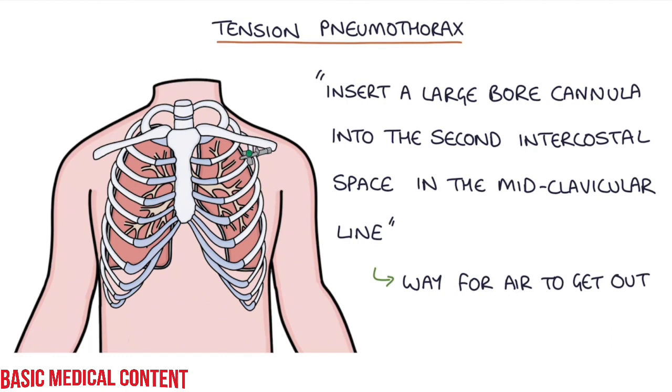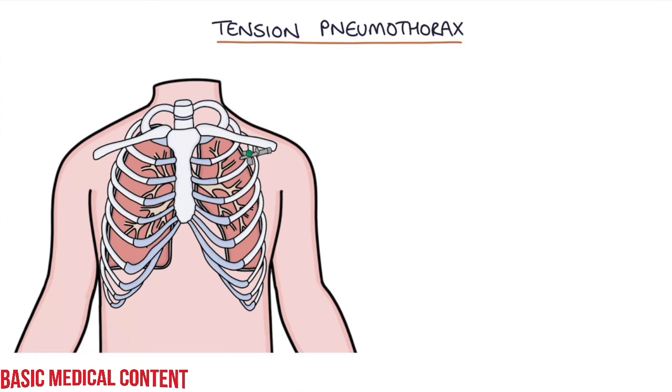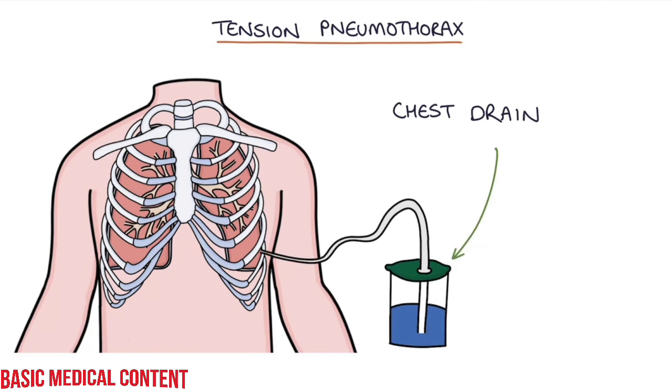If you suspect there's a tension pneumothorax, then you shouldn't wait for any investigations because this can delay it, and each breath is increasing the size of that pneumothorax and increasing the risk of cardiorespiratory arrest. Once the pressure is relieved with a cannula, then the patient should stabilize and a chest drain can be put in, which will give definitive management to remove that air.